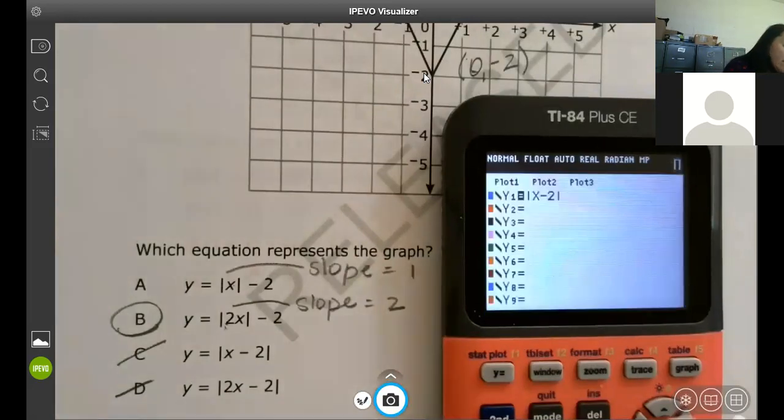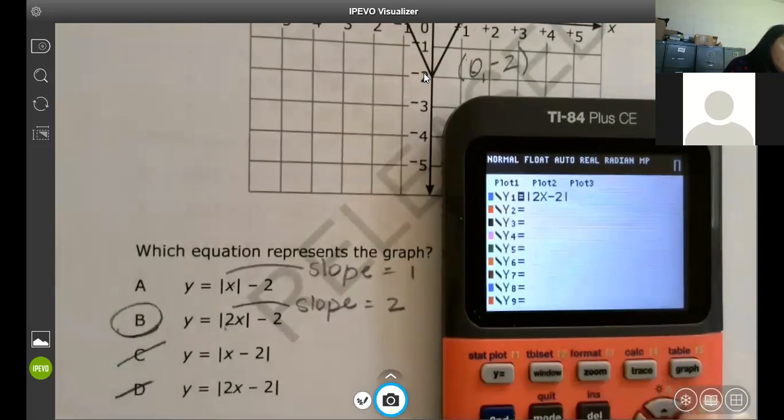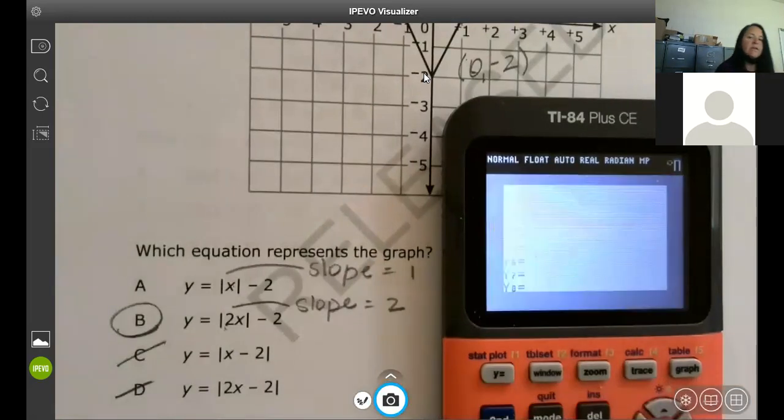The last one is 2x -2 inside. So if you look at this one, it's still the same thing. It's going to be shifted to the right. Okay. So it's literally a matter of putting it.